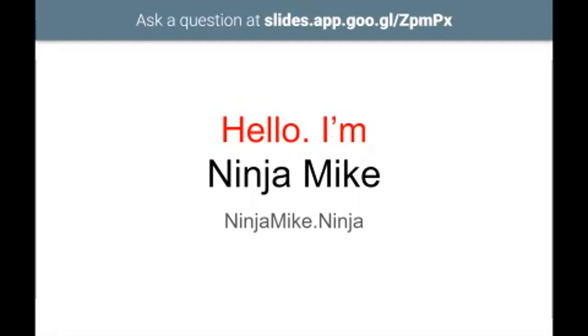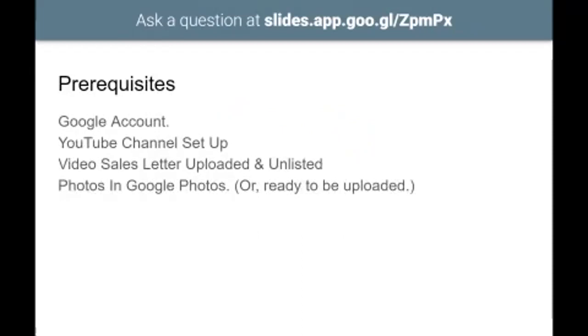Today, we're going to tell you how to make landing pages using Google, specifically Google Forms and Google Sheets. Before we get started, there are a couple of prerequisites. You need a Google account. You need to have a Google YouTube channel set up. You should have your video sales letter ready to go, uploaded and unlisted in your channel. And you're going to have any photos you want on your landing page or lead capture page. You're going to want to put that on your Google Drive or in Google Photos, or at least have it ready to be uploaded.